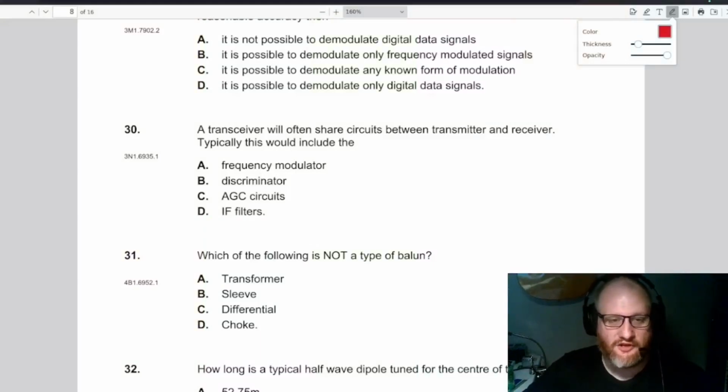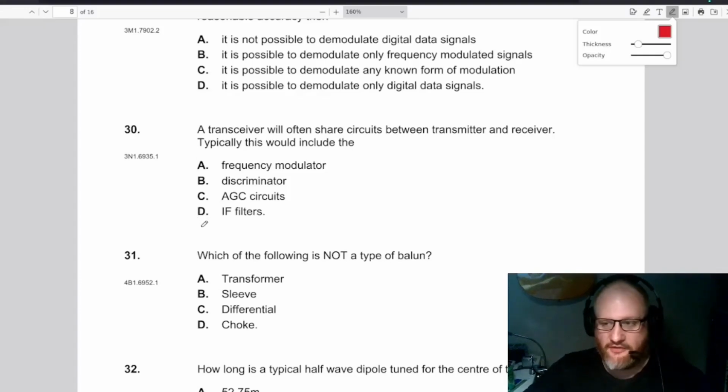Today we're looking at the full license mock examination number 1, version 1.6, and we've reached question 30, which reads, a transceiver will often share circuits between transmitter and receiver. Typically this would include the A, frequency modulator, B, discriminator, C, AGC circuits, or D, IF filters.